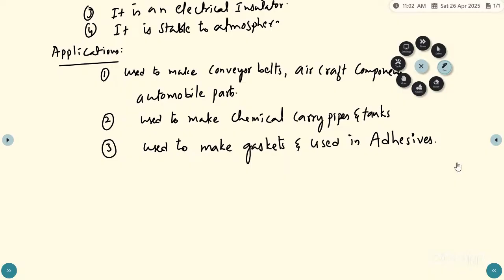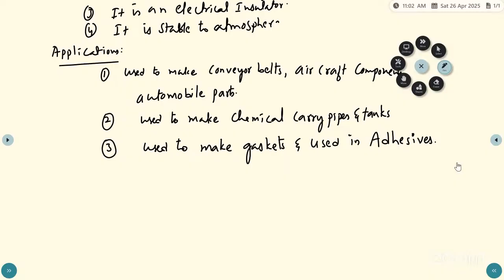Right. So applications of Buna N rubber. It is used to make conveyor belts and aircraft components, aeroplane-related components. And next, automobile parts, meaning parts related to two-wheelers and four-wheelers.